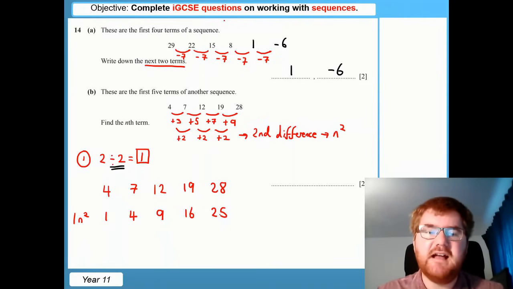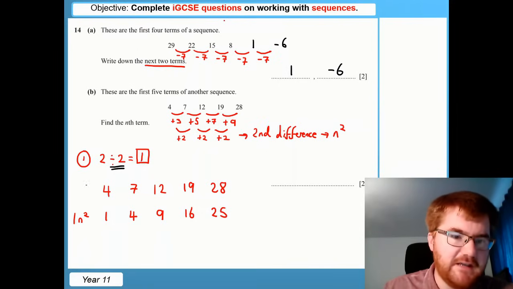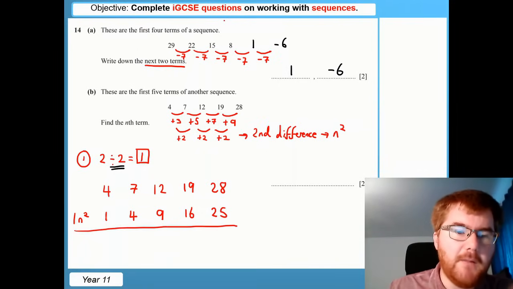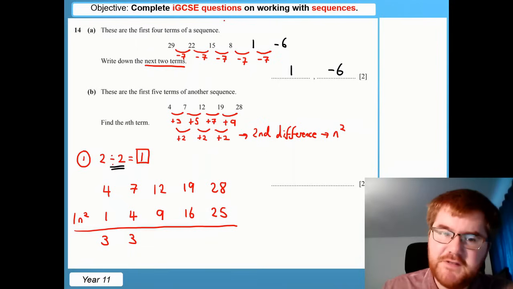And once I've done that, I'm going to take the sequence from the bottom here away from the top sequence. So what do I actually mean by this? So let's work this out. So 4 minus 1 is equal to 3. 7 minus 4 is equal to 3. You can see the pattern here. 12 minus 9 is equal to 3. And you see we get 3 each time.